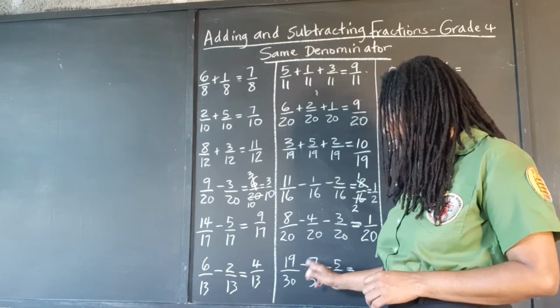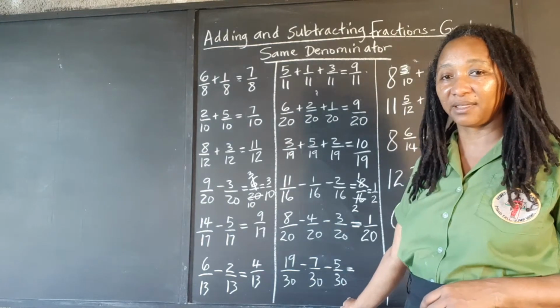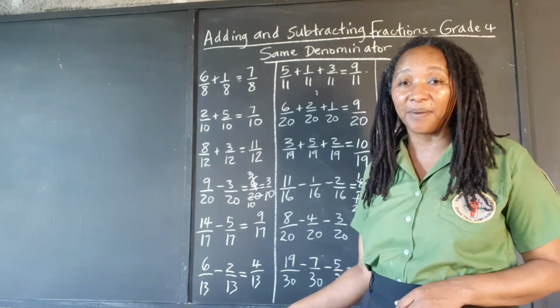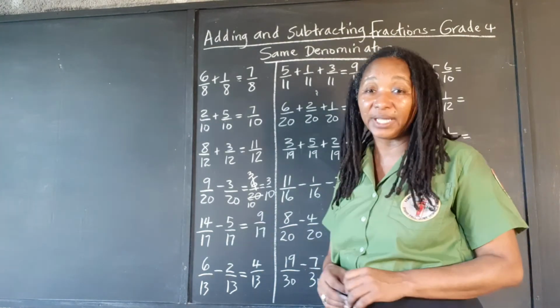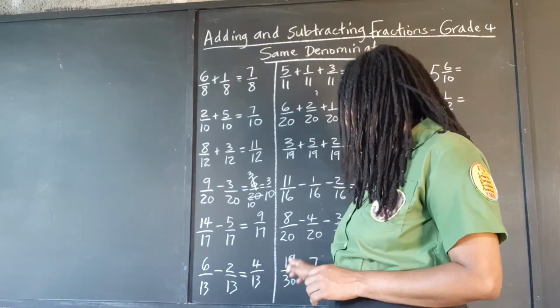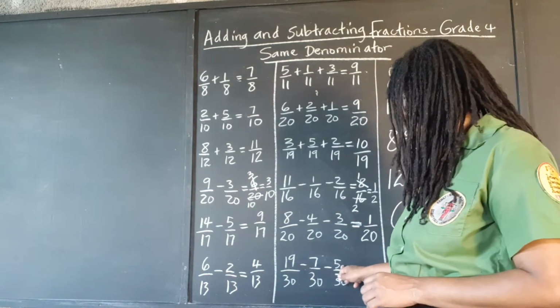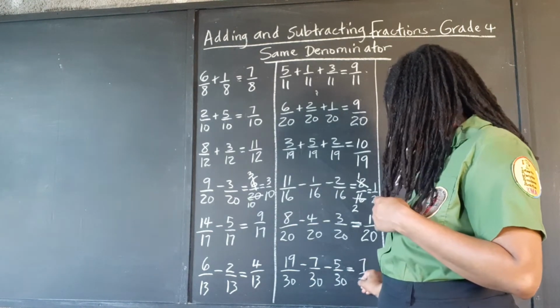19/30th minus 7/30th minus 5/30th. Alright, so they're all over the same denominator of 30. We're just going to go to the numerators and subtract. 19 take away 7 is 12. 12 take away 5 is 7. So that's 7/30th.